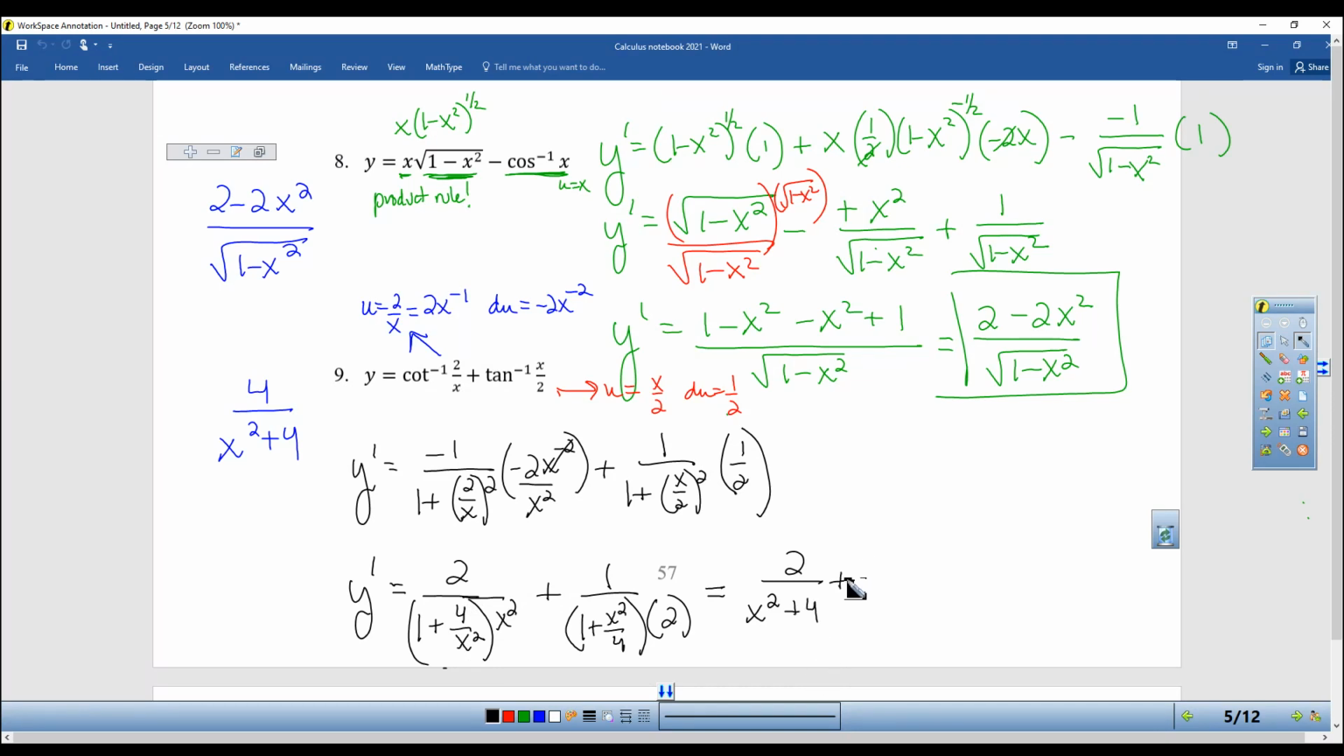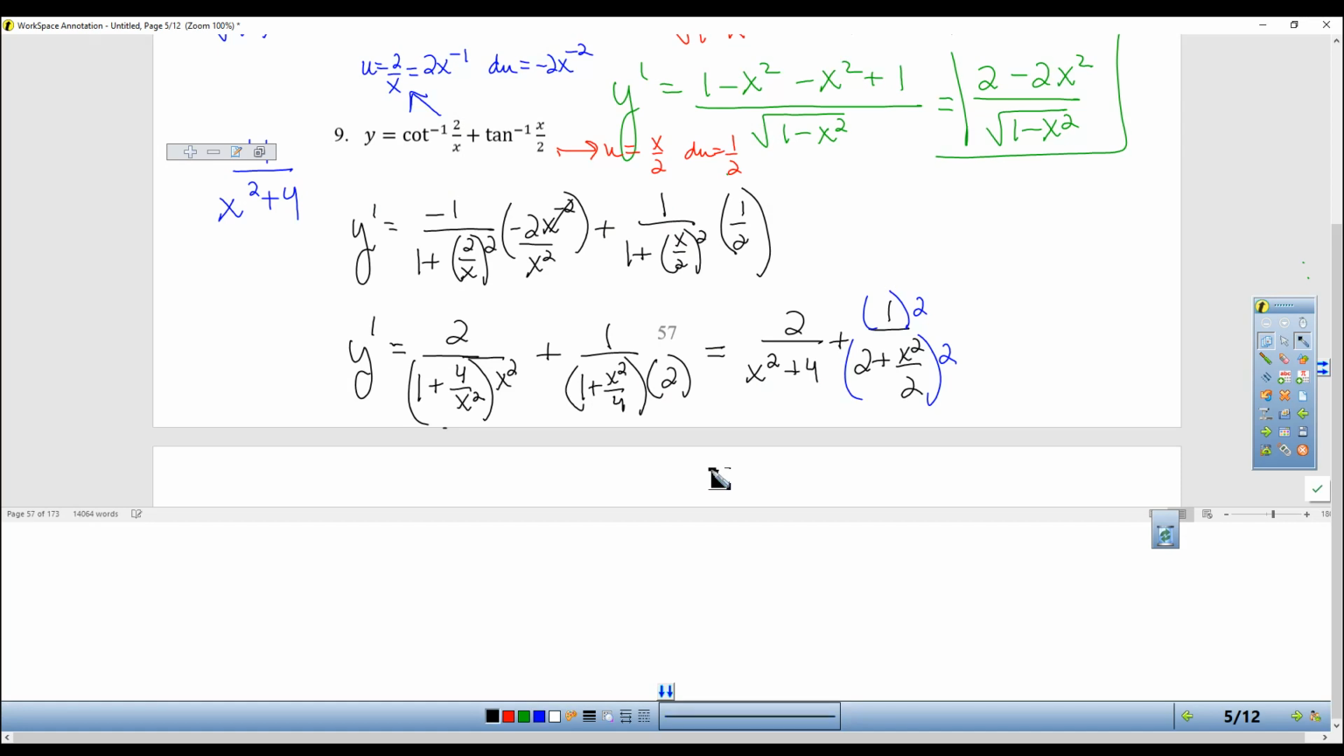And then when I distribute the 2, I get 2. And when I distribute the 2 here, I get x squared over 2. So I'm not allowed to leave a complex fraction. So I'm going to multiply the top by 2 and the bottom by 2. And that gives me, this one doesn't change, this is still x squared plus 4.